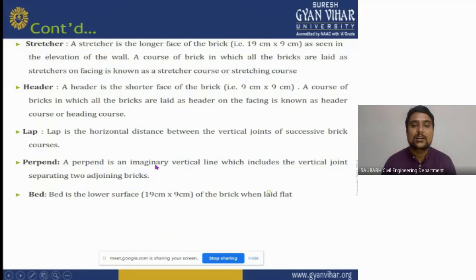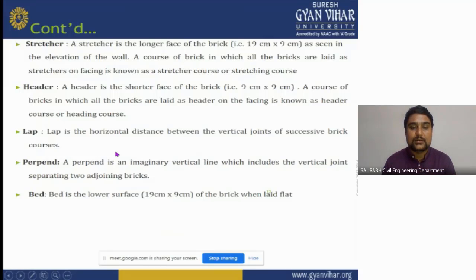Now we will see header. What is the header and how does it look? A header is the shorter face of a brick, which is 9 centimeter by 9 centimeter. A course of bricks in which all the bricks are laid as headers on the facing is known as the header course or heading course. And what is the lap? Lap is the horizontal distance between vertical joints of successive brick courses. And perpend is the imaginary vertical line which includes the vertical joint separating two adjoining bricks.